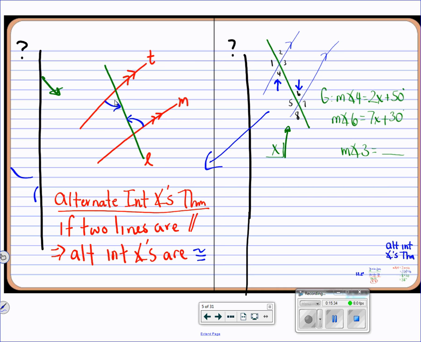Go ahead and put me on pause. I want you to write an equation and solve for x, and then I want you to see if you can think through how you're going to find angle 3. Put me on pause now.